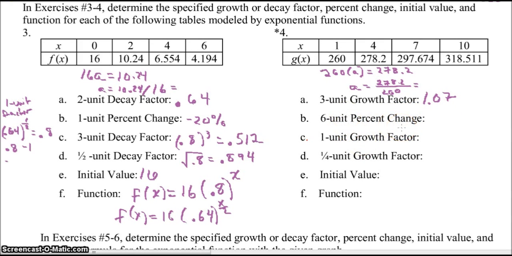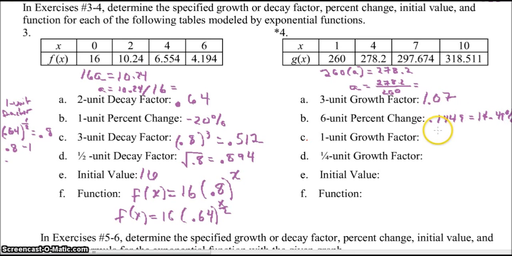Now if I want my 6 unit percent change, well, first I have to find the 6 unit growth factor. Now we could just take that 3 unit growth factor and multiply it by itself, or square it, and that'll give us the 6 unit growth factor. So 1.07 squared is 1.1449, and so my percent change is the decimal part, that 0.1449, or 14.49%.